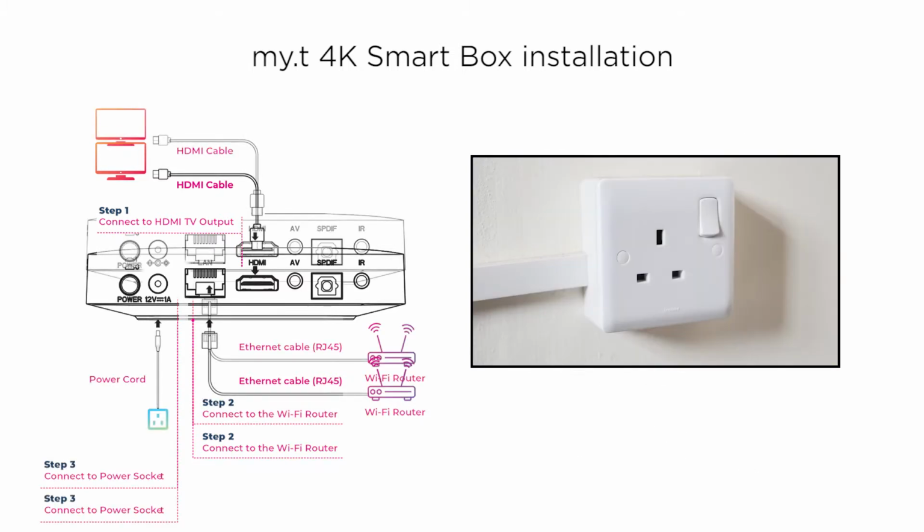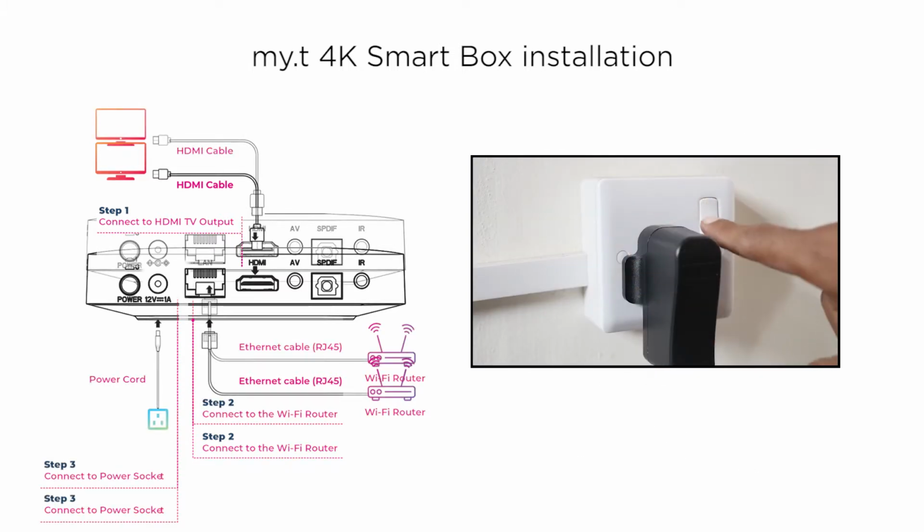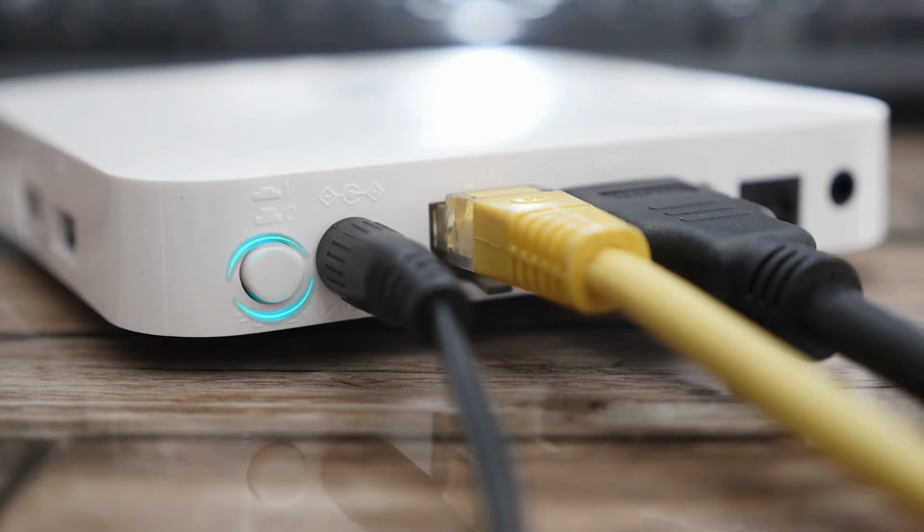The third step is to connect the smart box to a power socket using the power cord. Now you must switch on your my.t 4K smart box by pressing on the power button.